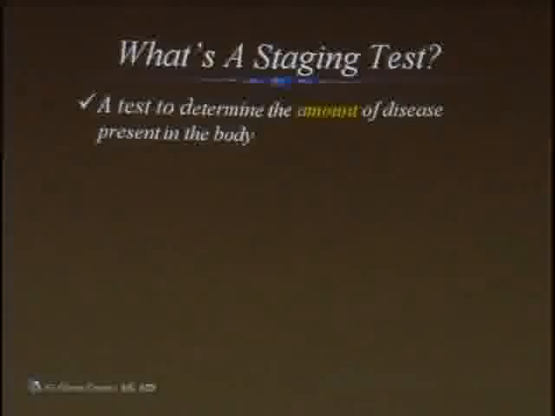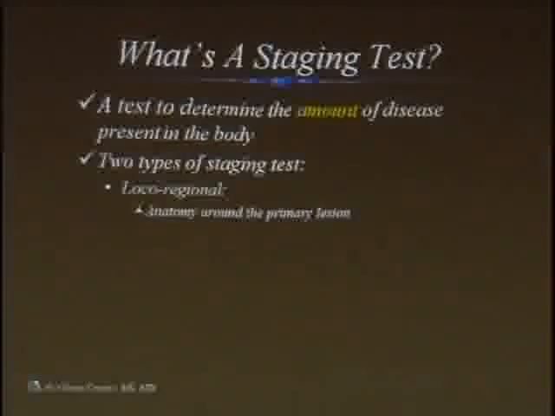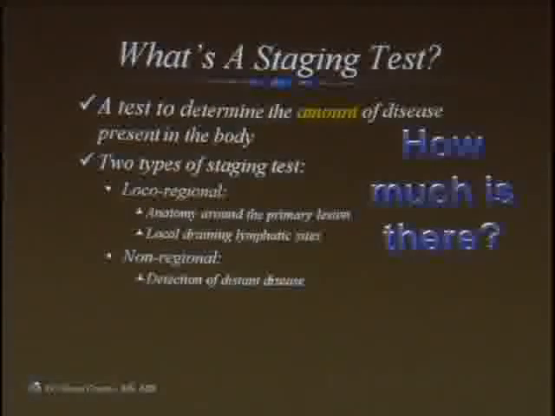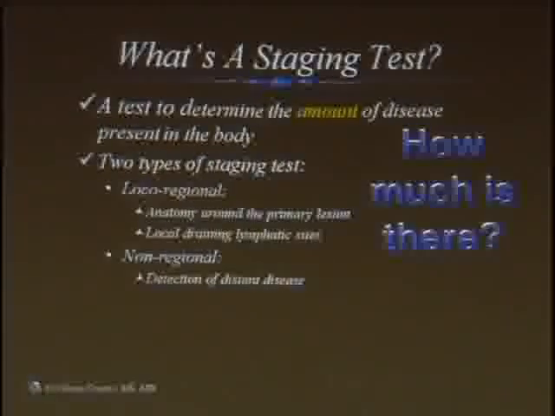This is a test to determine the amount of disease in the body. Two types of staging tests, local regional, namely around the target lesion. Let's say it's a breast with a tumor in it. Local regional means the chest underneath it and the draining lymphatics that are right next to it where the cancer spreads. There's also distant staging studies, non-regional. That's for the detection of the spread of disease outside of the region. Okay, so let's be breast specific. You have tumor, so local regional staging is chest wall and axilla, maybe mediastinum. And then distant is whole body, looking for metastasis.